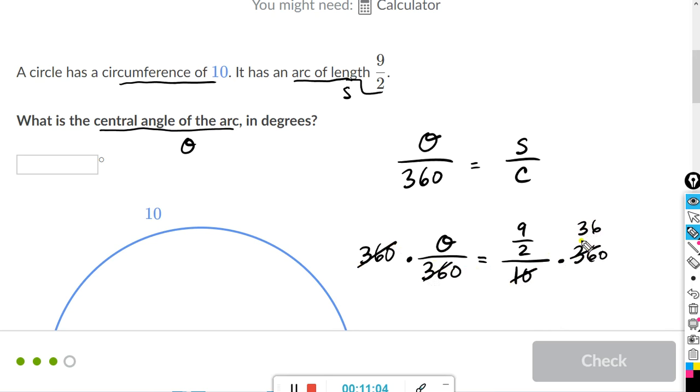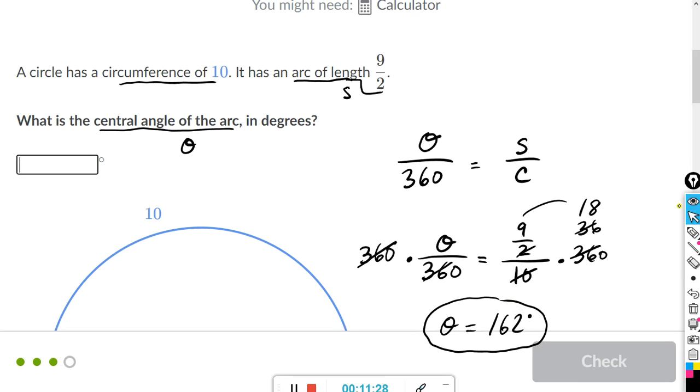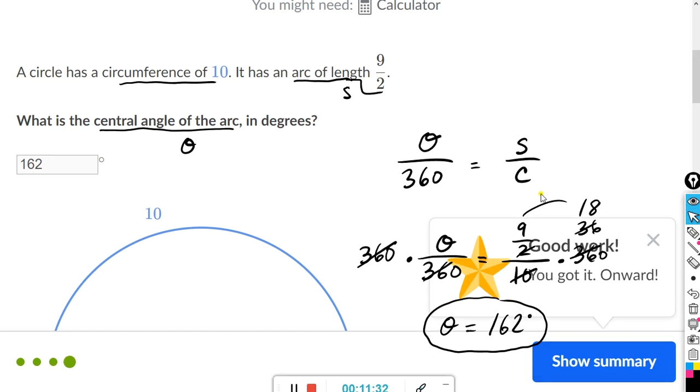Okay, and this is a numerator. This is a denominator. 36 divided by 2 is 18. Okay, and we're left with 9 times 18. Well, I know 10 times 18 is 180. Minus 18, that's going to give us 162. So just enter 162 in the box. Okay, so just remember to use this ratio and proportion for all the problems in this section.